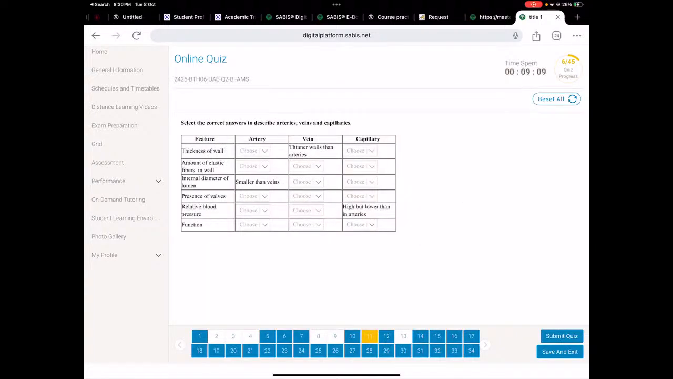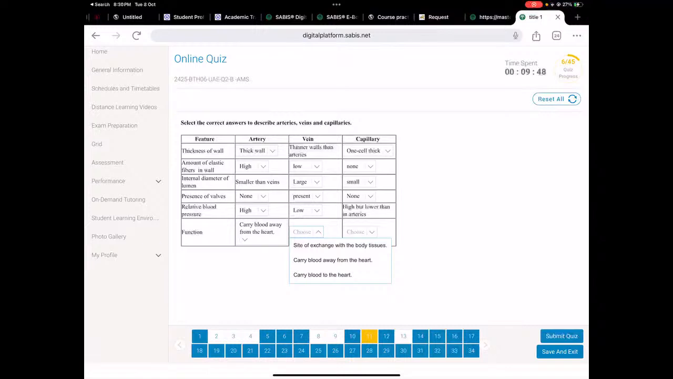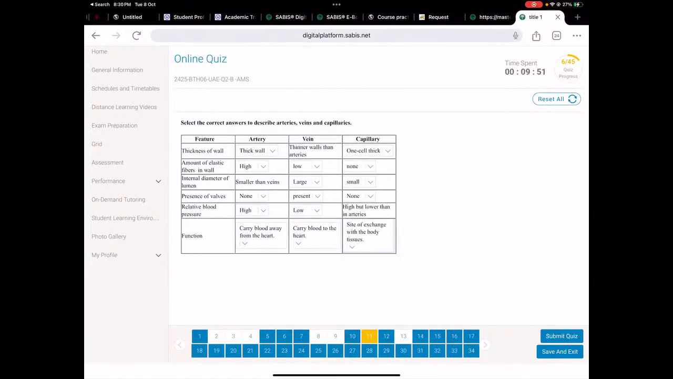Let's do 11. Okay. Of course, the arteries have a thick cell wall because they have a high pressure. Capillaries, we said we have exchange, they're going to be one cell thick only. Amount of elastic walls, of course, going to be highest in arteries, is going to be low in veins, and we're going to have none in capillaries. The lumen, of course, in veins is going to be large, in capillaries is going to be a bit smaller. Presence of valves is only in veins, okay? Only veins have valves, okay? Relative blood pressure, of course, highest in arteries, low in veins, okay? Function, arteries starts with A for away from the heart, veins to the heart, capillaries, site of exchange, okay?